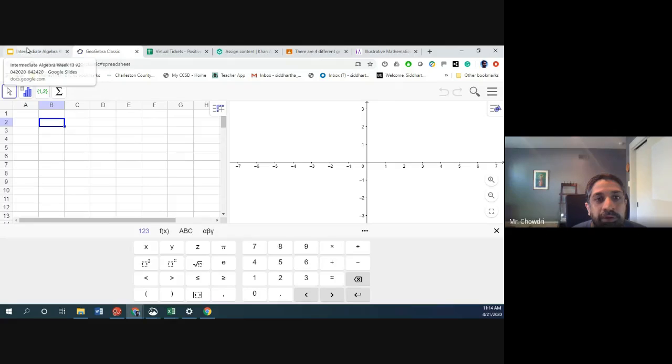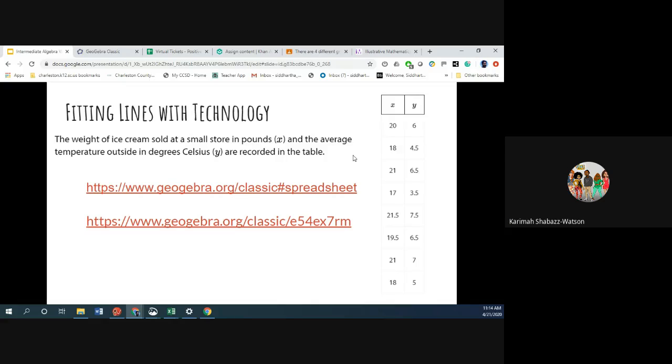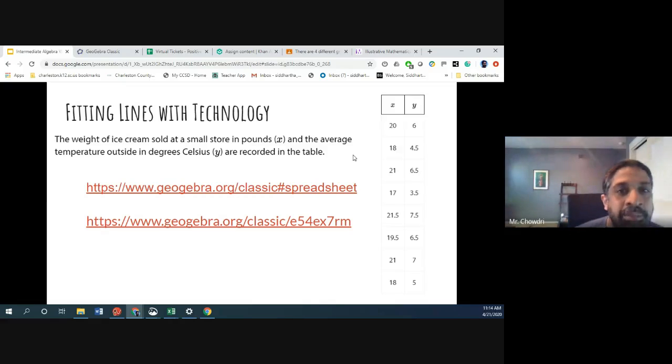I'm going to show you one that I've already created. In this case, we have a relationship with the x variable being the pounds of ice cream that an ice cream store sells. And then what's the y variable? The degrees. Yeah, the temperature in Celsius. Basically everywhere else in the world except the United States, they measure temperature in Celsius. We're a little bit special, so we use degrees Fahrenheit. But this is just temperature. The higher it is, the hotter it is.